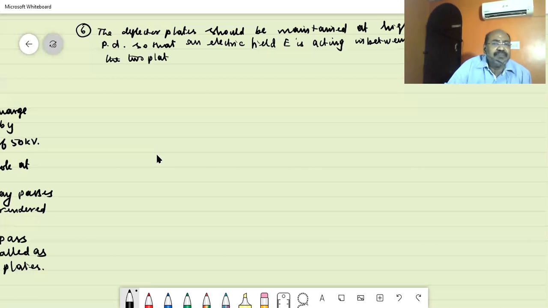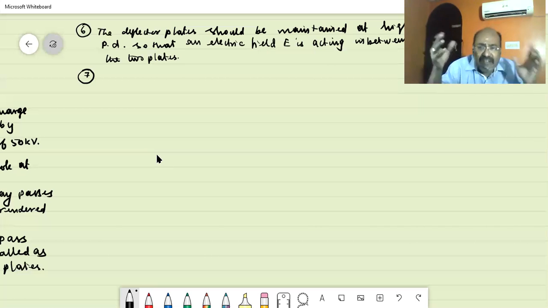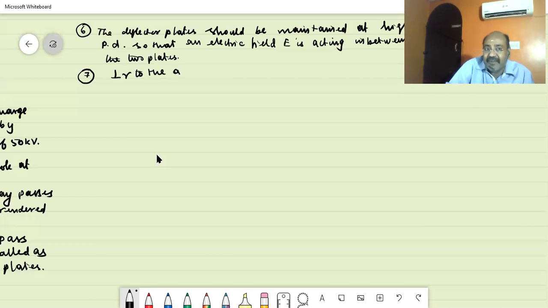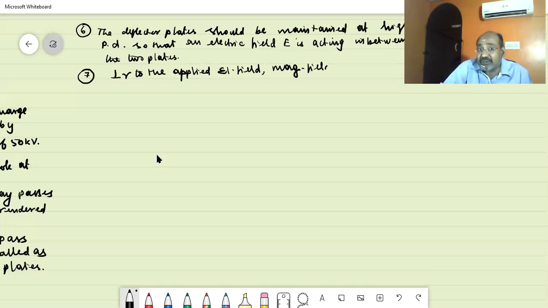Then what we have to do? See, perpendicular to that of the applied electrical field, we have to supply a magnetic field in such a way that, with the help of the permanent pole pieces of a permanent magnet, or with the help of the two coils of wire which can act as electromagnet. So we are saying perpendicular to the applied electrical field, the magnetic field is produced.